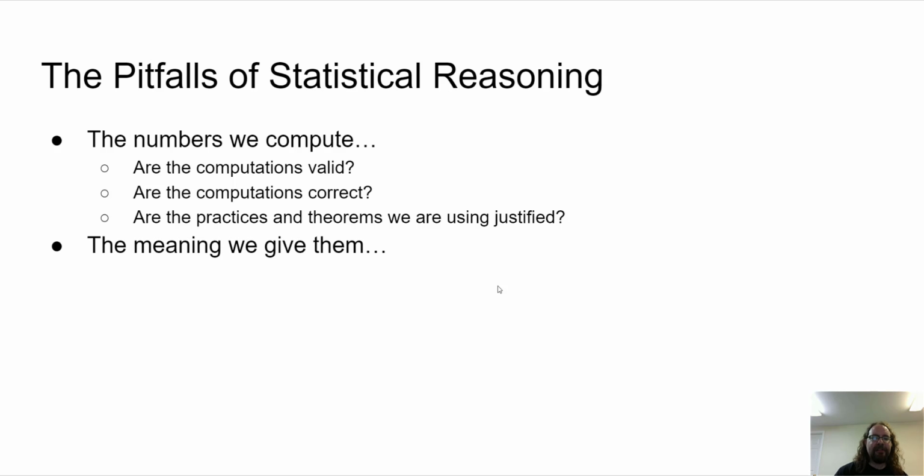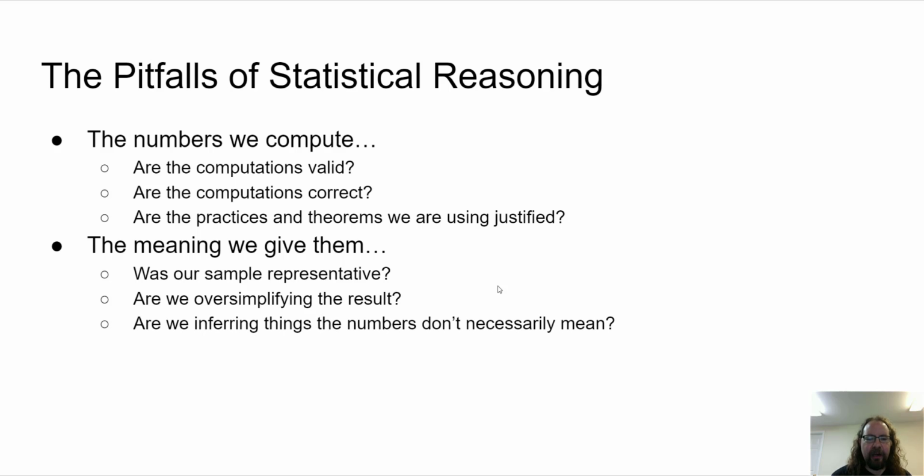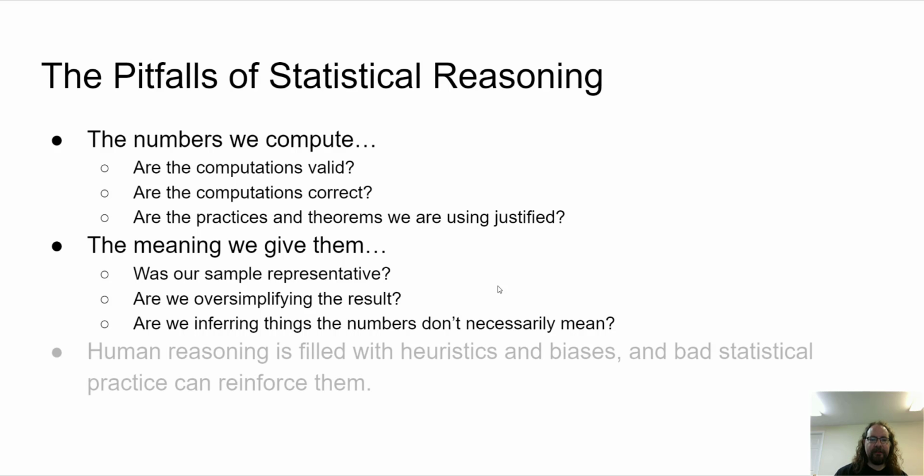And then we give those numbers meaning, but when we do, we have to ask ourselves, was our sample representative? That will determine whether or not the numbers even mean what we want them to mean. Are we possibly oversimplifying our result in how we're interpreting the numbers? And are we inferring things that the numbers don't necessarily mean? I see this happen all the time with people trying to give too much meaning to a statistical result.